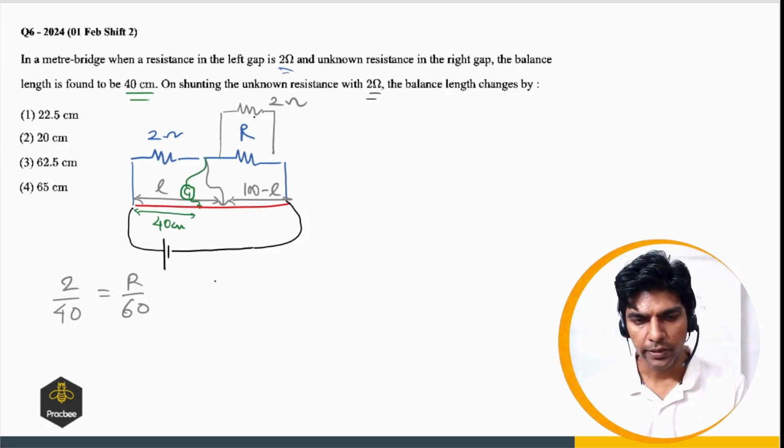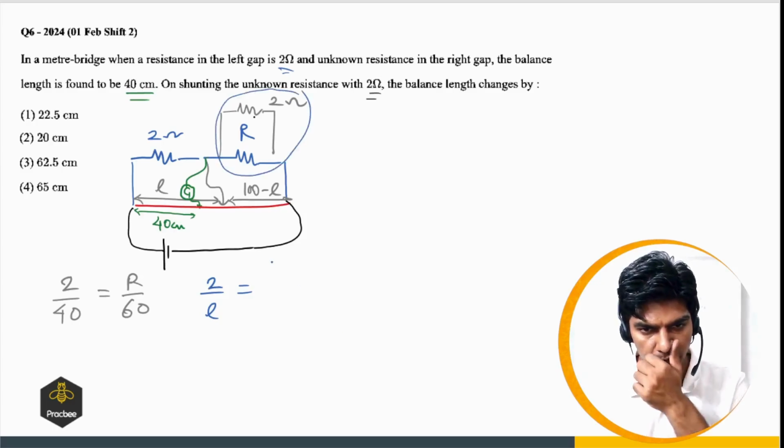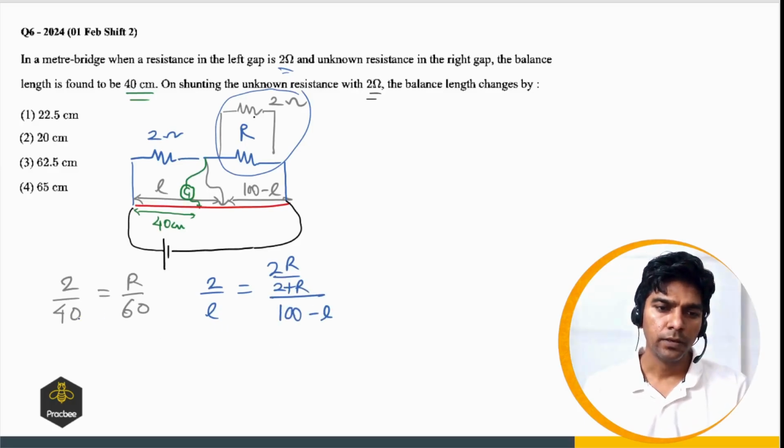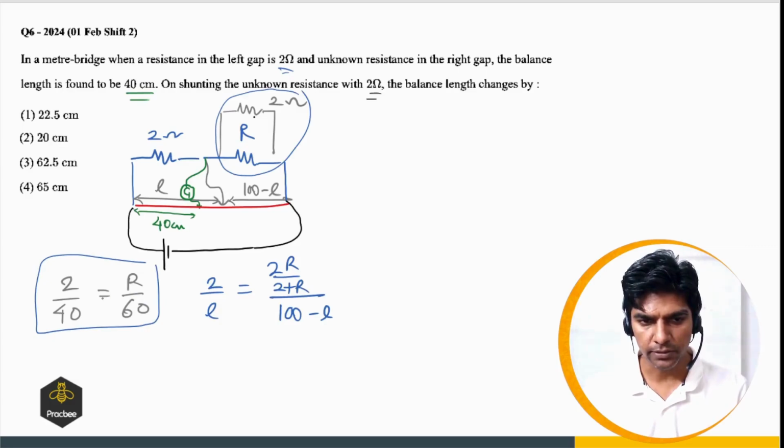And later on it will become 2 by L equals to the equivalent of R and 2, which are in parallel, will be 2 times R upon 2 plus R, divided by 100 minus L. Now from the first equation we can find the value of unknown resistor. So this will be 20, so this will give us 3, so R comes out to be 3 ohms.